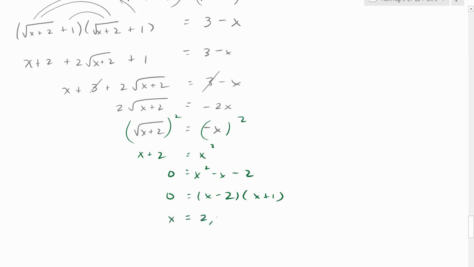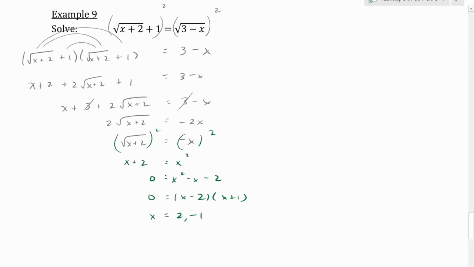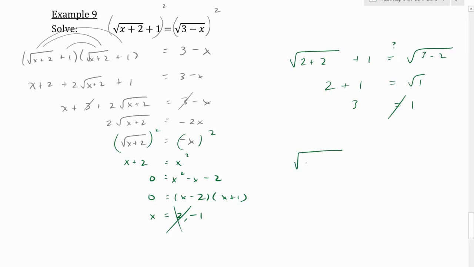So algebraically, x is either 2 or negative 1. Let's see if they work. Let's put the 2 in. Principal square root of 4 is 2 plus 1. I get 3 over here. I get 1 over there. That didn't work. So we throw out the 2. If I put the negative 1 in, okay, so principal square root of 1 plus 1. 1 plus 1, that's 2. That's 2. So x can only be negative 1.